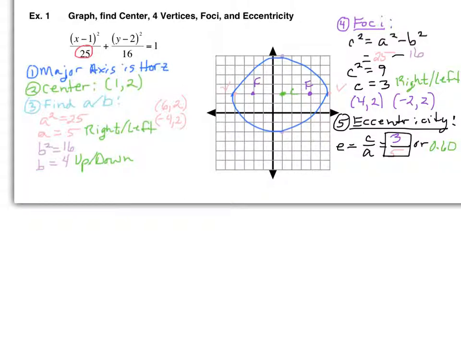Yes? When it asks for foci, do you want C equals 3 or the ordered pairs? I want the ordered pairs. If they're asking for the foci, it'll be the ordered pairs. So the C just means the distance. So yeah, definitely label those.